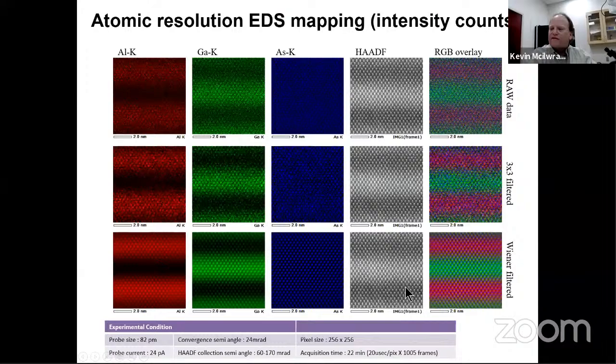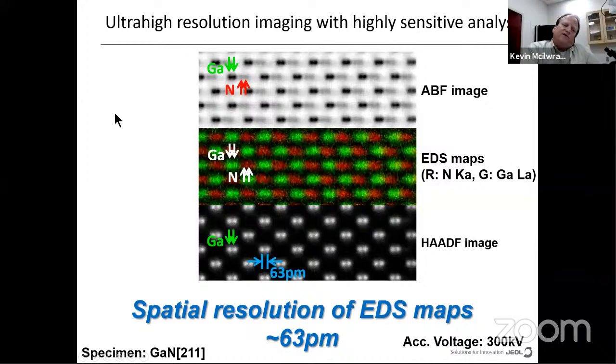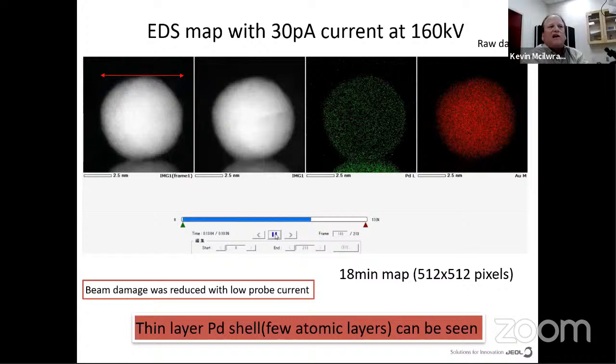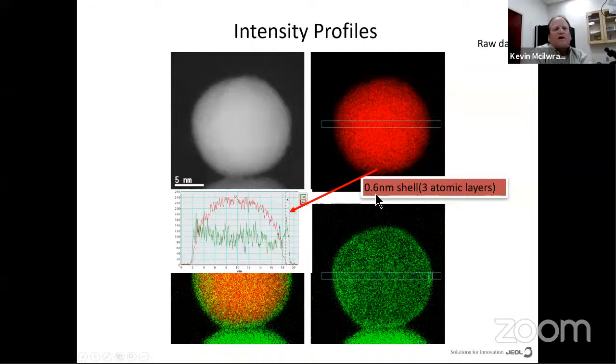Now here's one of the highest spatial resolution maps ever, a 63 picometer map of, is this gallium nitride? Here's an example of mapping with only 30 picoamps at 160 kV. First mapping these particles, and you look at these intensity profiles, and that was a map of a 6-angstrom shell, 3 atomic layers. And then you can extract all these line scans out and really look at what's happening.